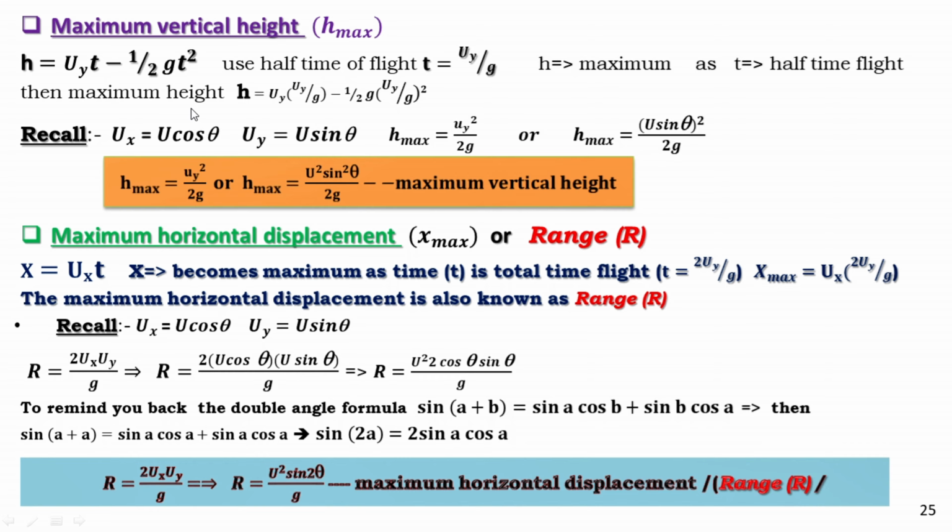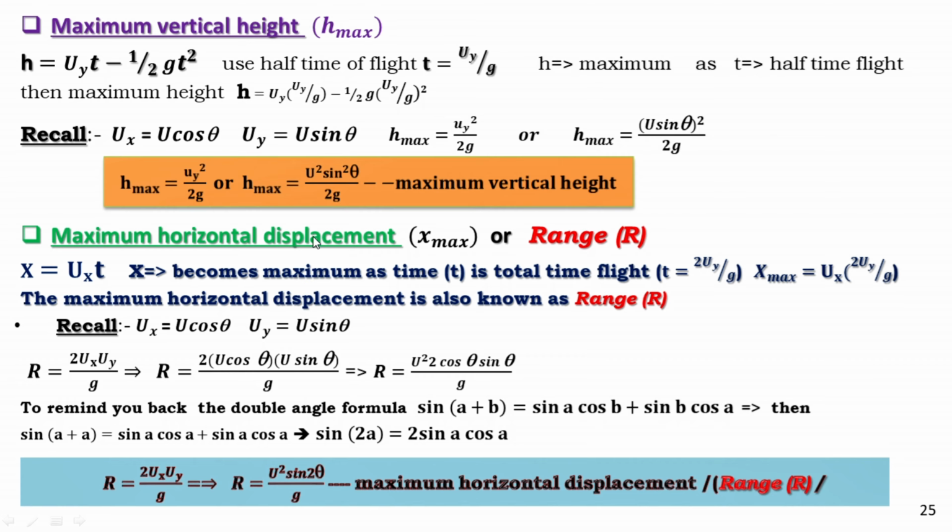ስለዚህ ይህንን squared ስናደርግ we can have ui times ui squared over g minus half times one of the g will be cancelled, so ui squared over g. Therefore, at last we can determine the maximum height as ui squared over 2g, or the maximum height since ui ማለት u sin theta ስለሆነ ይህን resubstitute አድርገን square ስናደርግ the maximum vertical height will be u initial velocity squared sin squared theta over 2g. This is how we determine the maximum vertical height for a vertical projection or for an inclined projection.